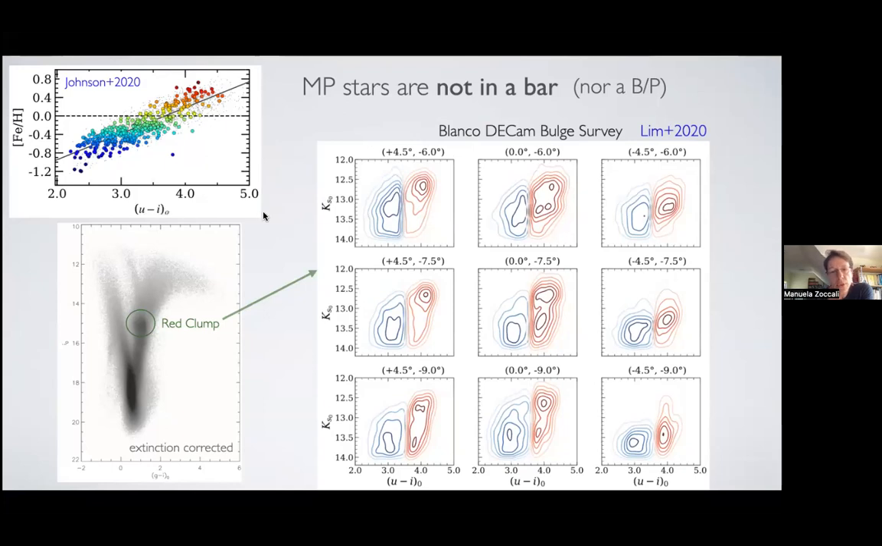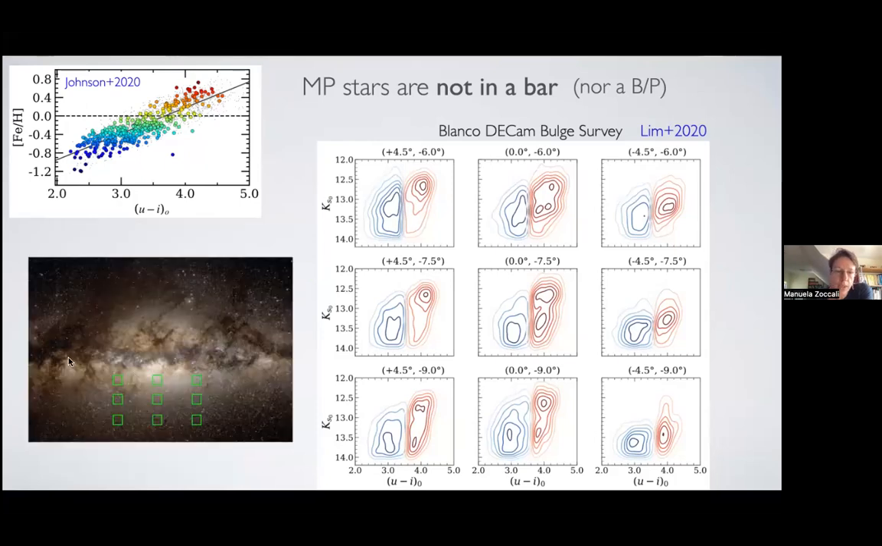And then they proceed to construct the distribution of red clump stars in a color magnitude diagram that has this color, the (u-i)₀, on the x-axis and K on the y-axis. They construct this color magnitude diagram only for the region of the red clump in 9 positions in the sky. I draw them more or less like that. What they show is that, first of all, the red clump is everywhere bimodal in color.